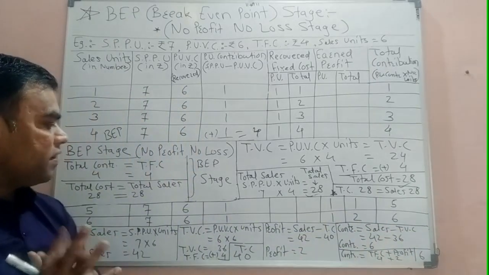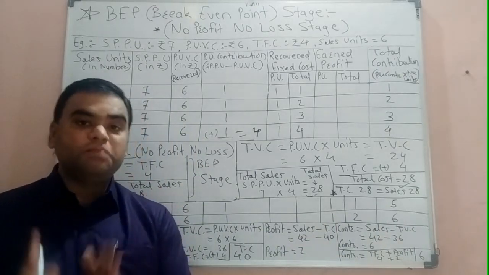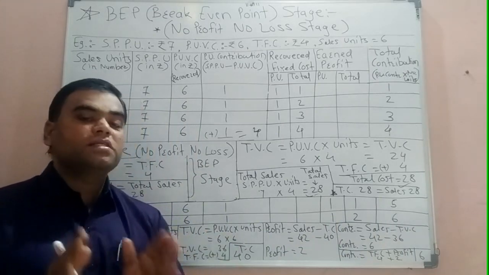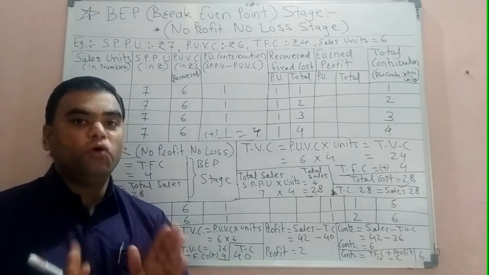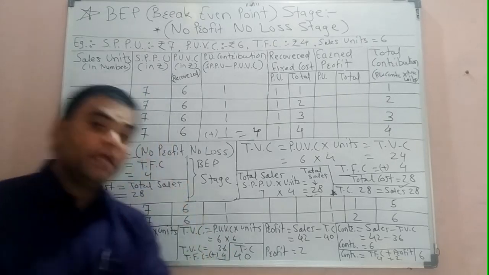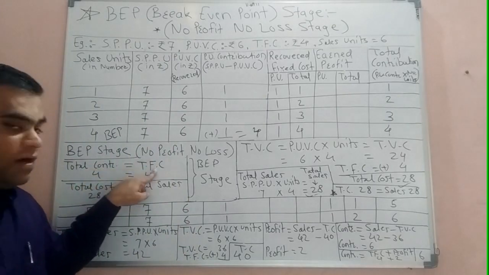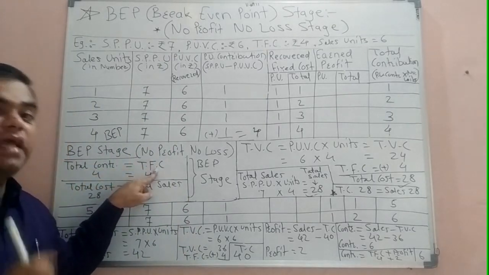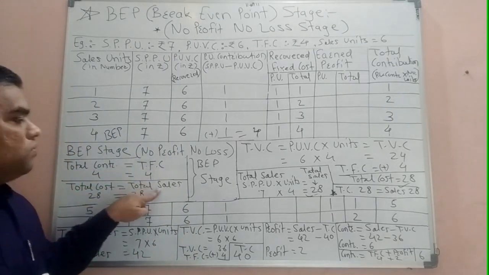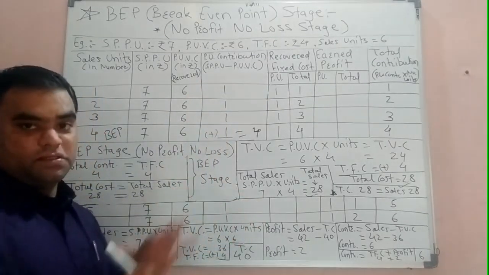So what we have discussed today in this lecture: we have understood what is meant by break-even point or break-even stage. What is that stage? Break-even stage means no profit, no loss stage. And when that stage comes, when total contribution becomes exactly equal to total fixed cost, then automatically our total cost becomes exactly equal to total sales. How it happens, we have discussed.